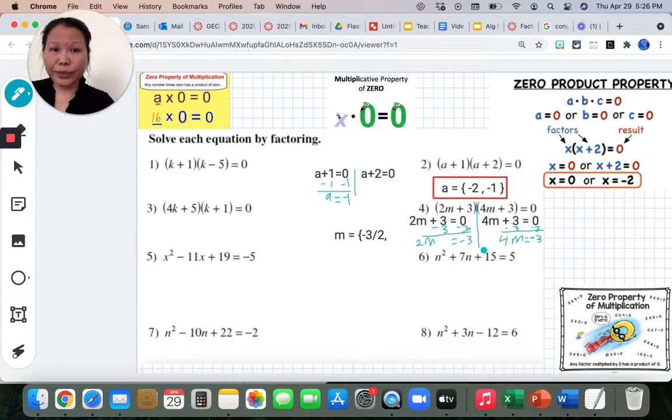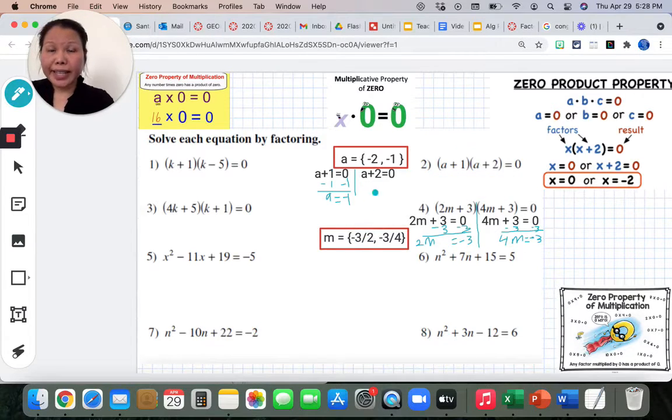That's my second answer. Just so I can be consistent with the answers, I have moved the answer for number 2 out here, and the answer for number 4, we have already boxed it. Negative 3 over 2 or negative 3 over 4. To check your answer, you can always substitute it in, and when you get a 0, by substituting in negative 3 over 4, you multiply this 4 plus 3, you get 0. That is how you can check your answer. Just substitute it back in.